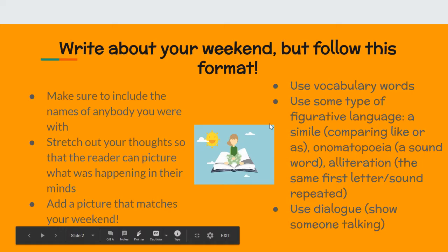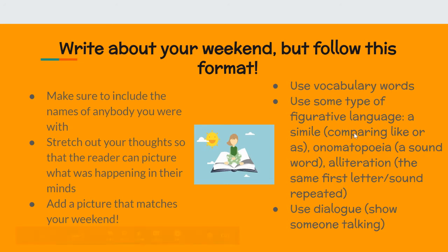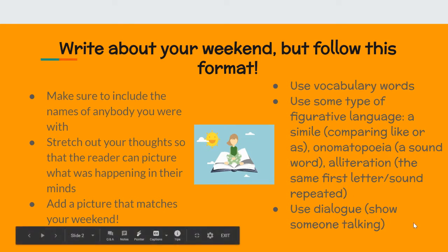Remember that those are the posters that I always have on my desk. You're thinking of a simile, like one that could be, we ran as fast as cheetahs down to the playground, or something like that. Onomatopoeia is a sound word like bang, boom, pop. Alliteration is when you repeat the same first letter or first sound. And then try to use some dialogue, show people talking, and use quotation marks to show that they're talking.